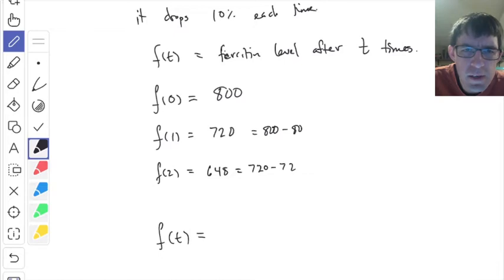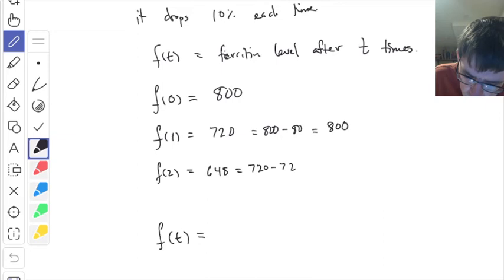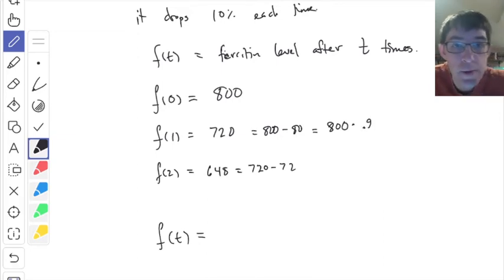Now, it's not clear how to do that as a formula. Thinking of it as subtract 10% every time certainly makes sense, but it's not a very convenient way to think if you're trying to translate this into a formula. Here's a better way to think. Instead of saying we remove 10%, how about we say we keep 90%? That's the same as remove 10%. So 800 minus 80, another way to think of that would be 800 times 0.9. Removing 10% is the same as multiplying everything by 90%.